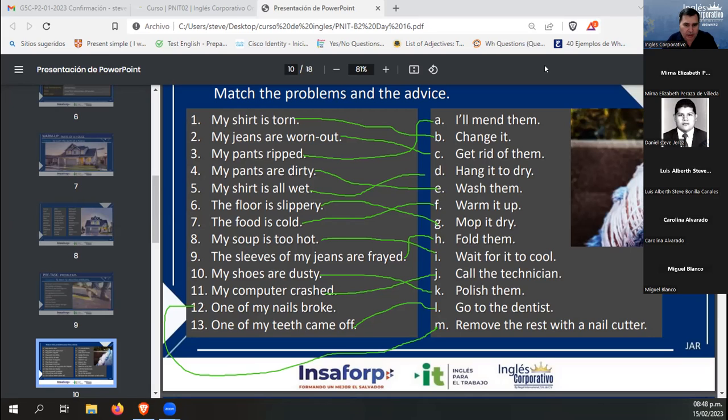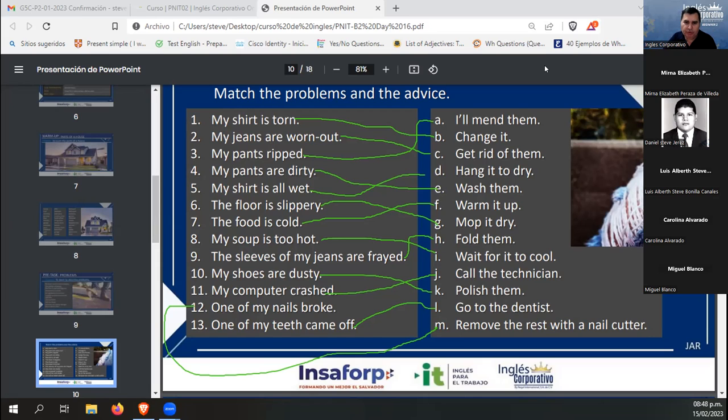Okay, so this is the information. Okay. Questions? Angelitos, questions? What do you say, fold them? Dóblalos, fold them. You fold your clothes, right? Fold the clothes. Fold them.